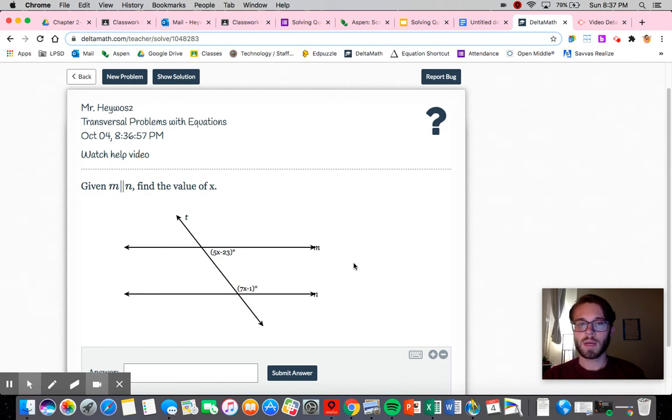Hi everyone, just wanted to take a moment to talk you through solving transversal problems with equations. And I wanted to go through a couple different examples and make sure we're all set on these particular problems.